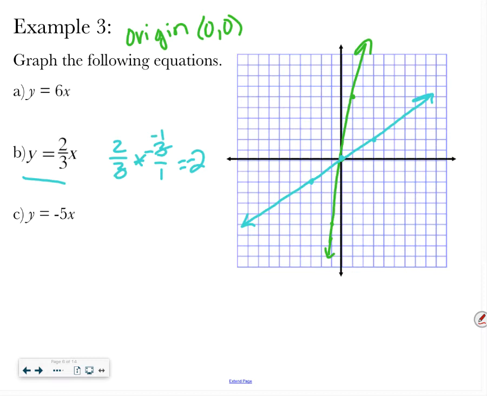And let's try the last one. We have y equals negative 5x. Again, start at the origin. If I plug a positive 1 in there, I'm going to have to go down 5. If I plug a negative 1 in there, I can go up 5. And when I say plug it in, I should be saying plug it in for x. I was getting a little bit lazy there. But those would be the 3 graphs for those equations.